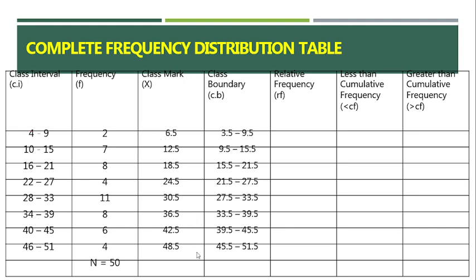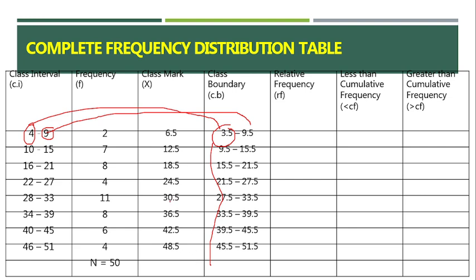Next in line, get the class boundary. Class boundary of 4 to 9. Half a unit, 3.5 from 4, no? And half unit above, 9 plus 0.5, 9.5. Okay? And same goes for the others.